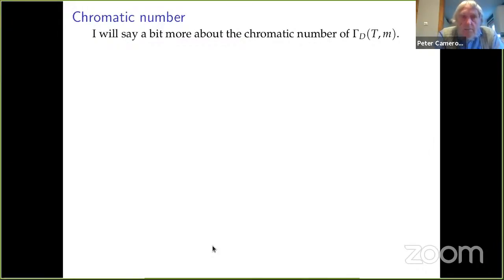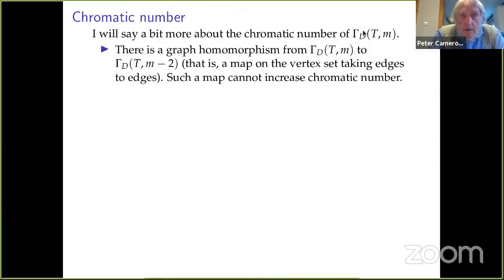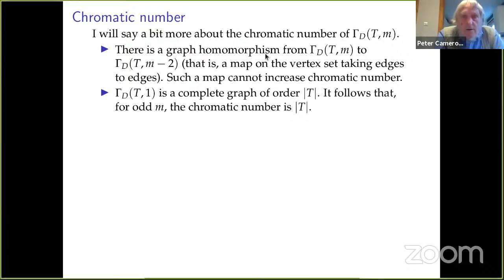So just let me briefly say something about chromatic number, because I think this is a beautiful problem. What's the chromatic number of this graph? Well, first thing to say is there's a graph homomorphism, which I won't define here, a map taking edges to edges from the M-dimensional to the M minus two dimensional case. So we can drop the dimension by two by a graph homomorphism, and graph homomorphisms do not increase chromatic number. So you can go down by steps of two.